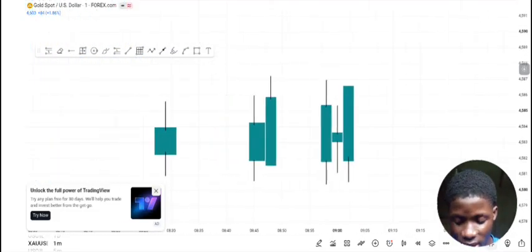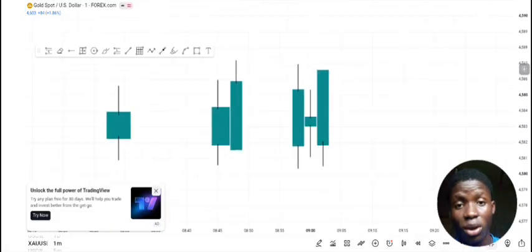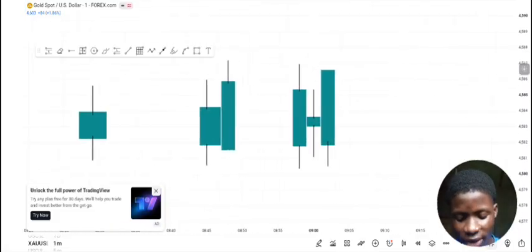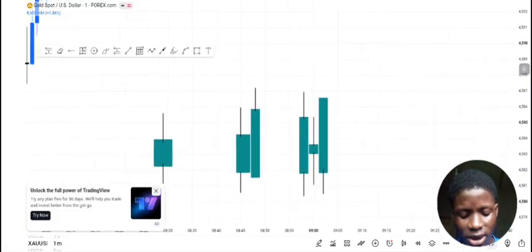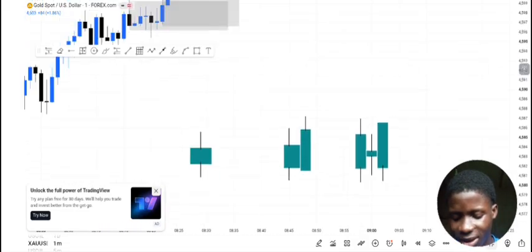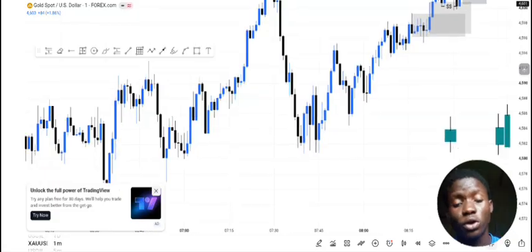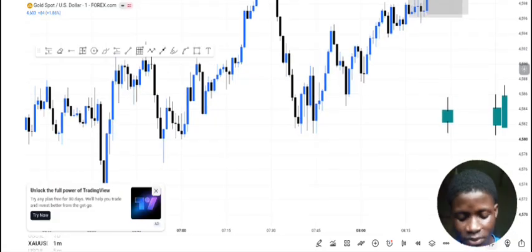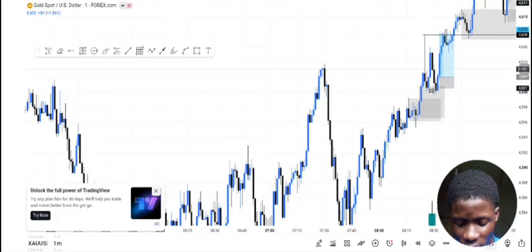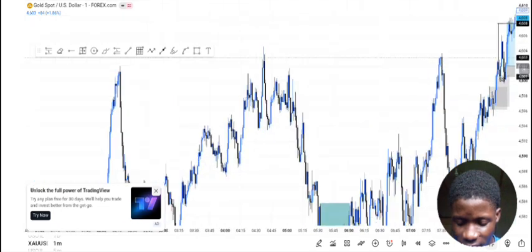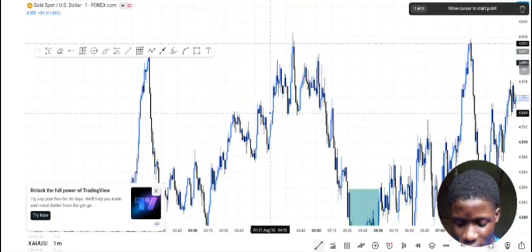Triple candlestick formation. Yeah, triple candle formation. Let us dive into it. You can see this is it. And where are some areas you should look for before you buy? You should wait for it when price is at support and resistance.